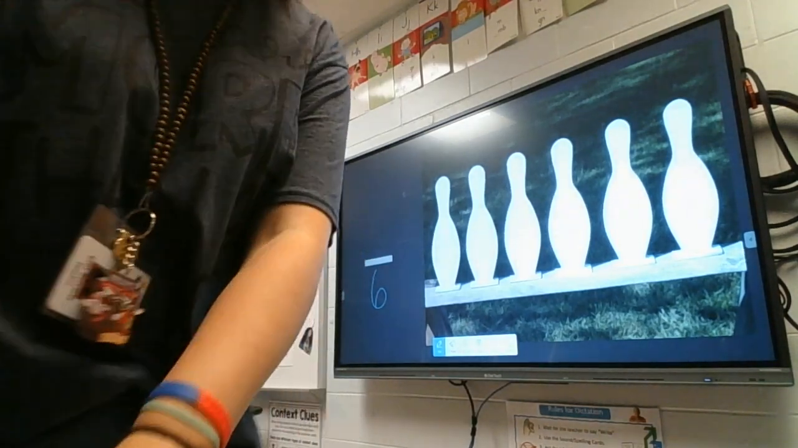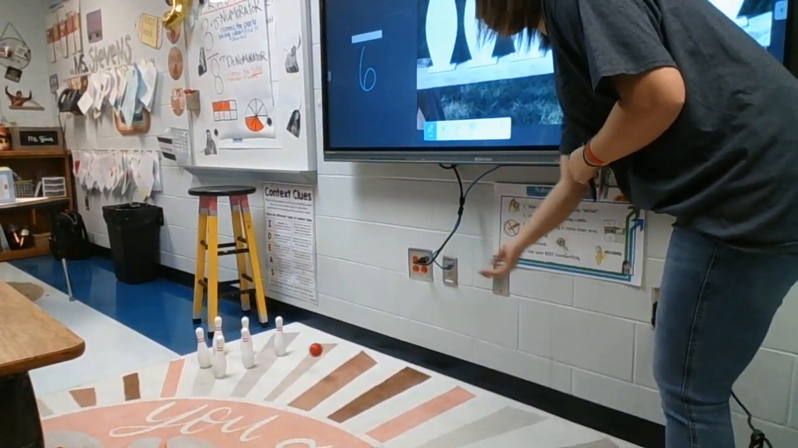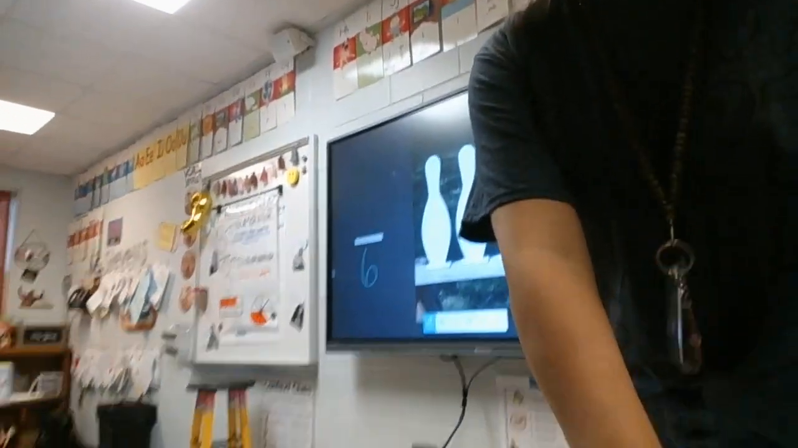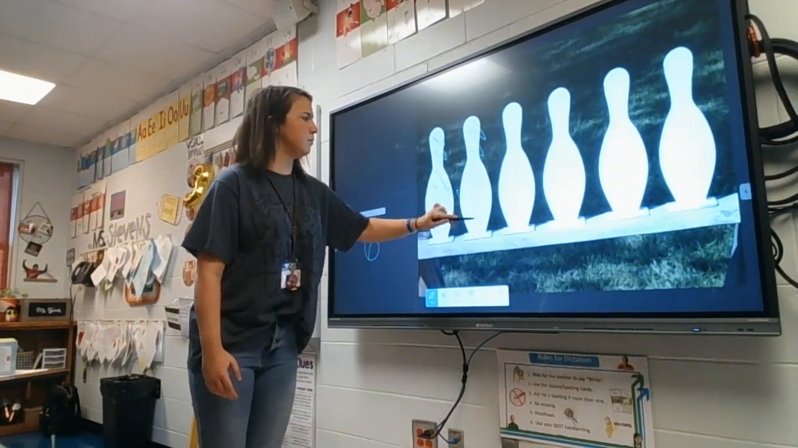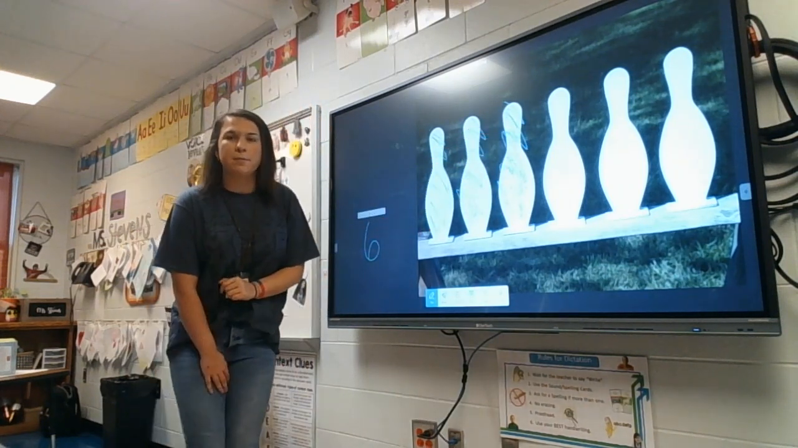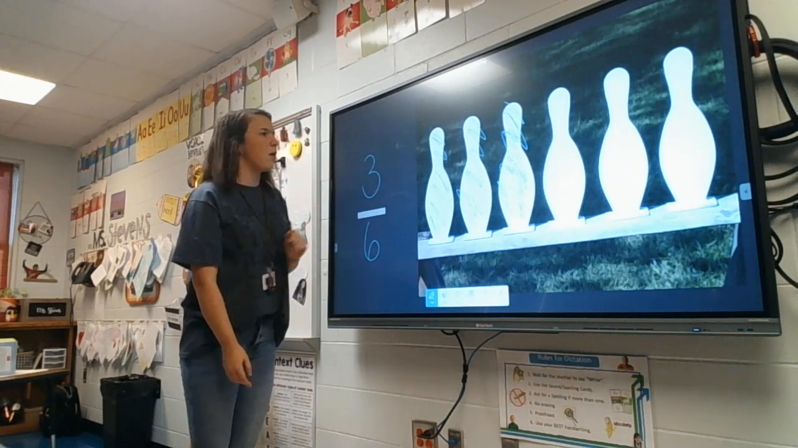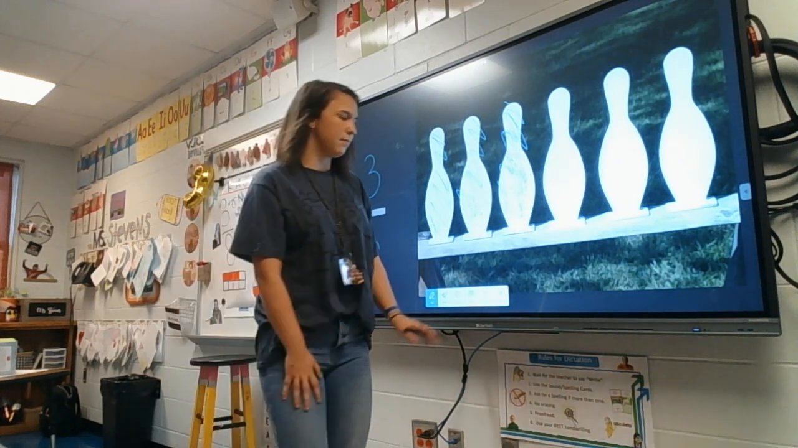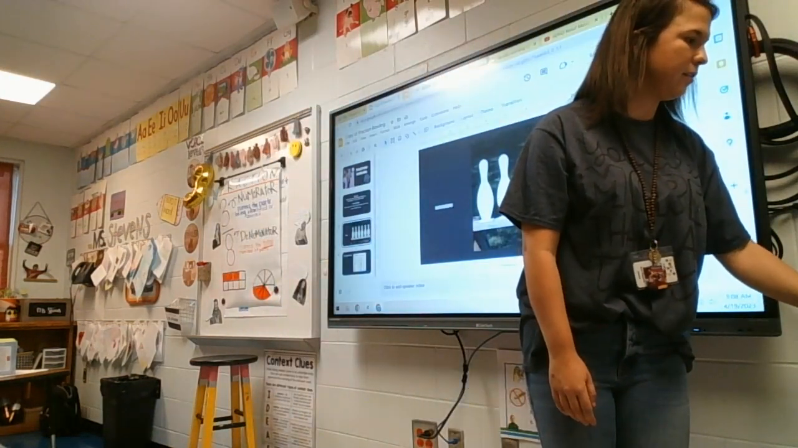And now we're going to bowl and see what our numerator is. So I'm going to tilt you just a little bit. And I'm going to roll this, and hopefully I knock them down. Okay, I knocked down 3. So now I'm going to come back up here, and I'm going to color in 3. So I'm going to put that 3 on top because that is how many is shaded in. So I knocked down 3/6 of the bowling pins. Now we're going to do different fractions together.